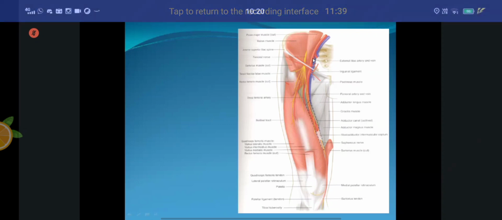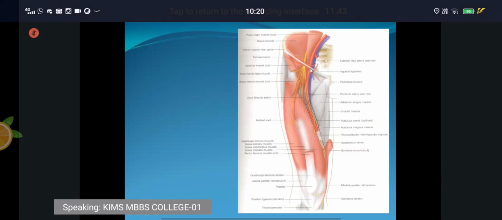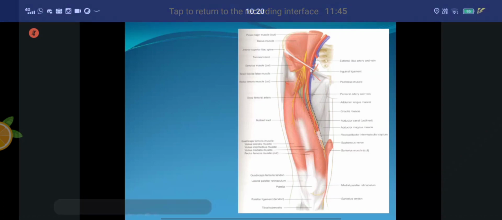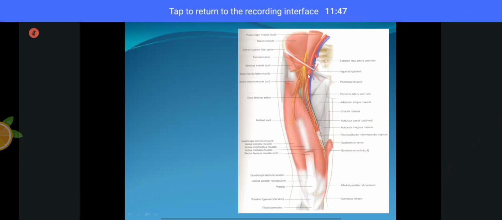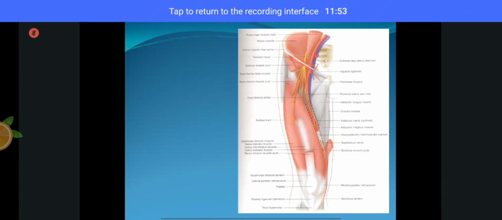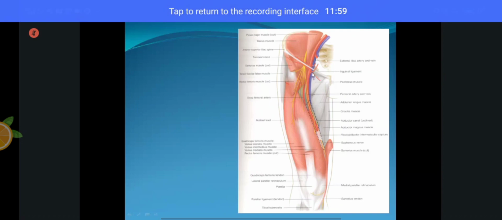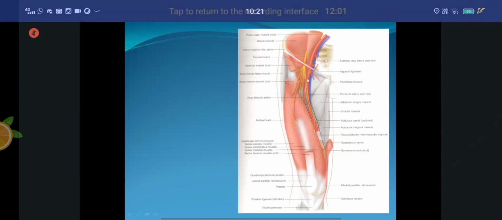of the common iliac artery, will pass below the inguinal ligament, at the midpoint of the inguinal ligament, and continues as the femoral artery. Continues as what? The femoral artery, right? So the femoral artery is a continuation of the external iliac artery, and now I am telling you the course of the femoral artery.